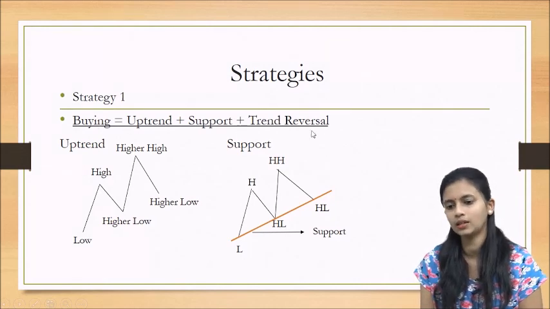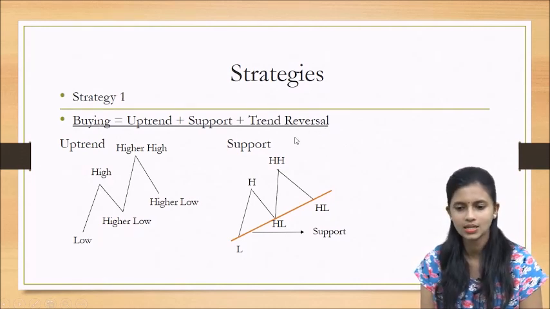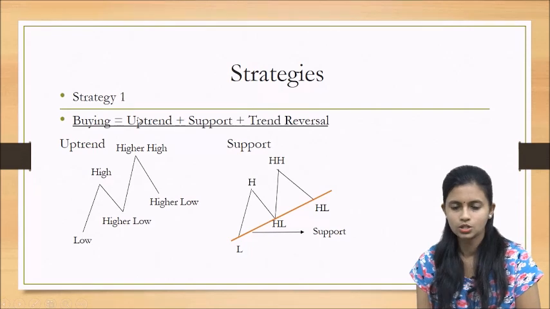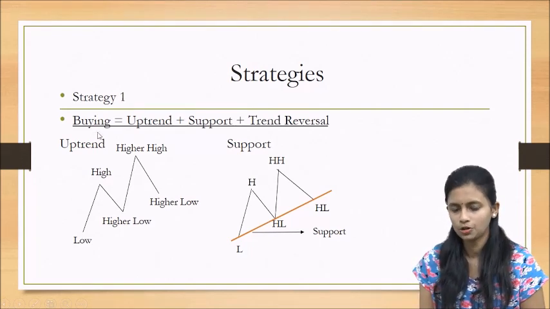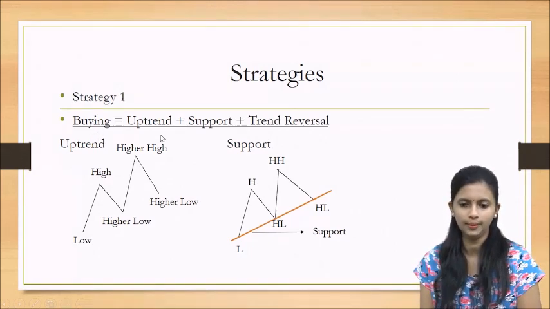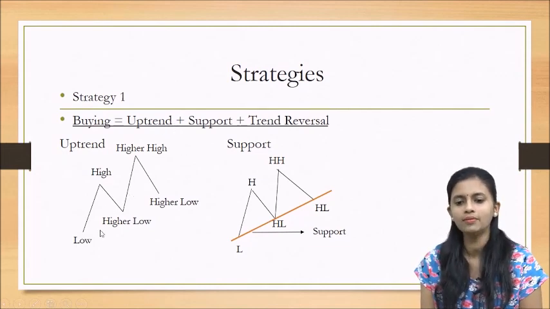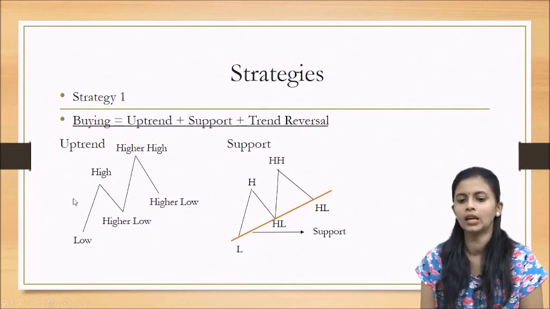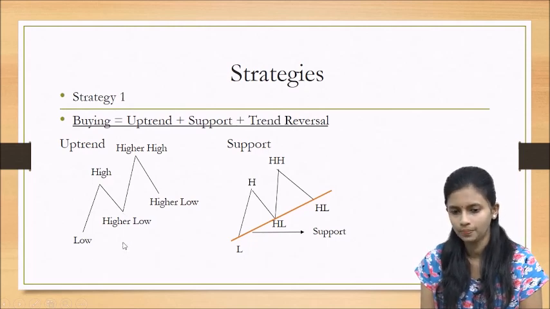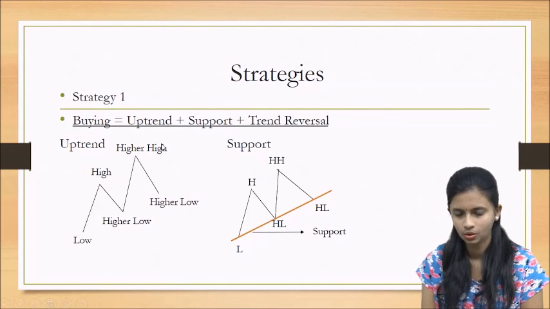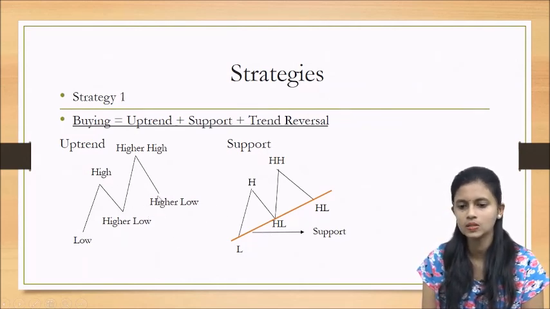Now let's break this down into three parts and see one by one. For a buying opportunity, first of all, there should be a bullish trend or an uptrend. So when will you confirm it is an uptrend? Only when you get a low, a high, then higher low, then higher high. After that another higher low is to be formed. Then this is uptrend.